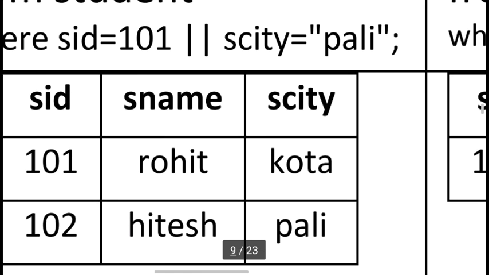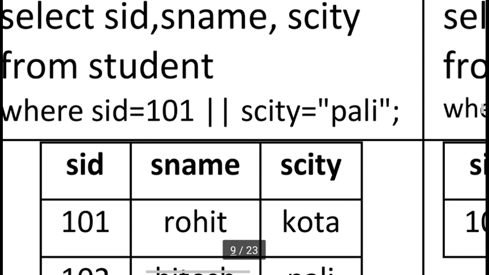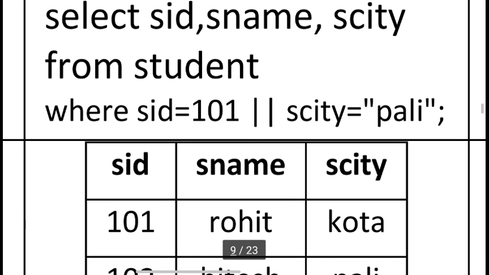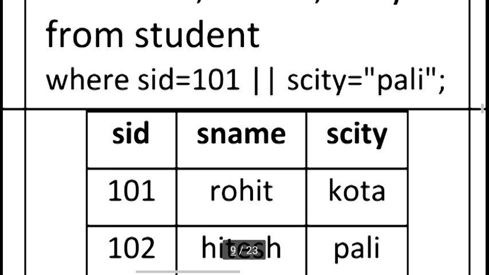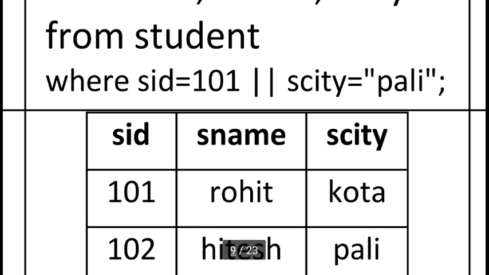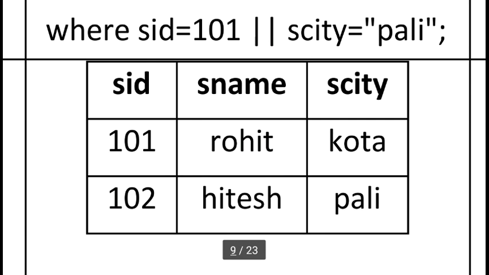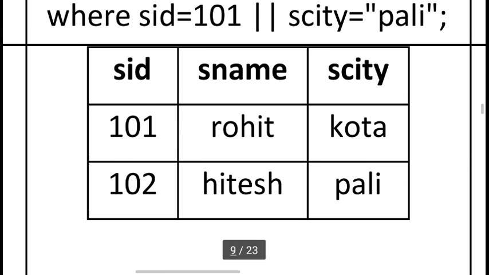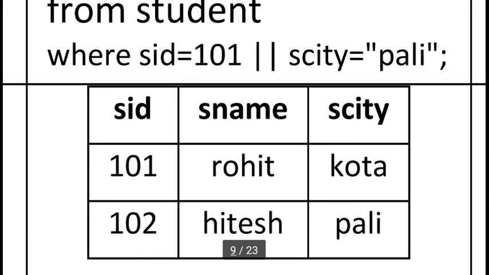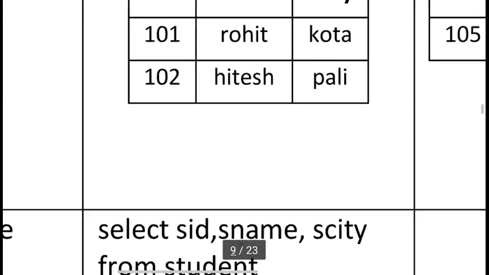So here the OR operator, this is an optional thing. Maybe a Pali based condition or maybe a 101 based data. Yeah, either both or either one. Including both conditions, only 101 or Pali. So these three types of data will come, separately or exactly 101 and Pali. So we can also use the OR operator.